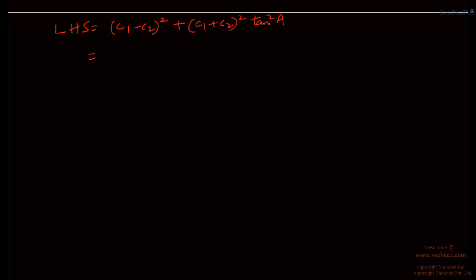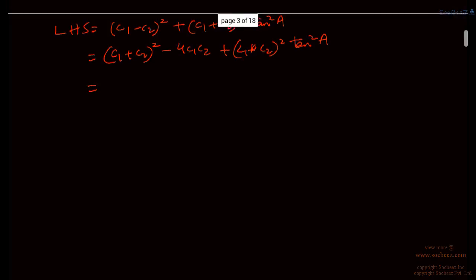But c1 minus c2 whole squared is c1 squared plus c2 squared minus 2c1 c2, which can be further written as c1 plus c2 whole squared minus 4c1 c2. Right? Because there is a plus 2c1 c2 here. Minus 4c1 c2 gives minus 2c1 c2, which further gives c1 minus c2 whole squared. This is exactly the same thing. Now we know all the c1 c2 terms here. So let's substitute.